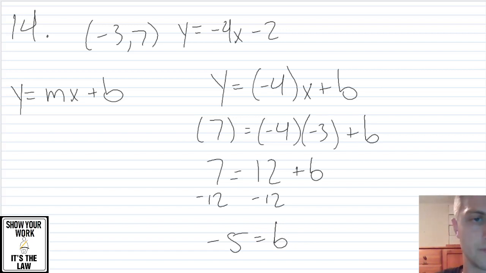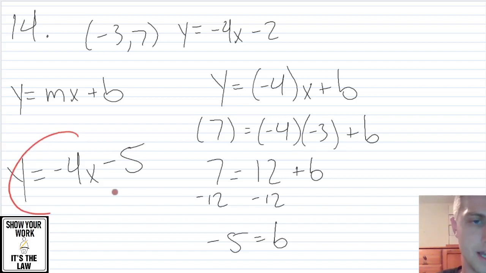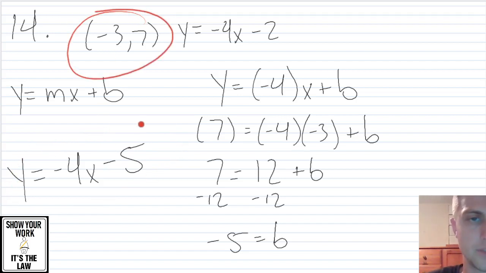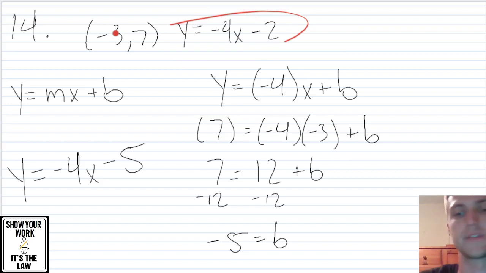Are we done? No. So now we just take our original equation, our generic formula. We know what our slope is. It's -4. We know what our intercept is. It is -5. So this line is special because it passes through this point and it's parallel to this line, just like the problem wanted.